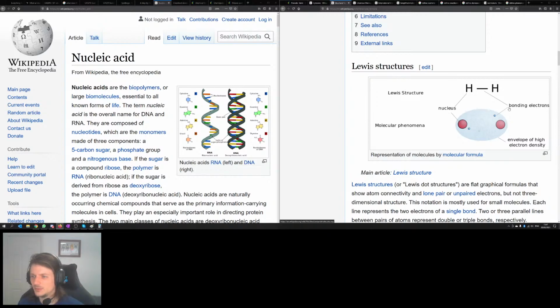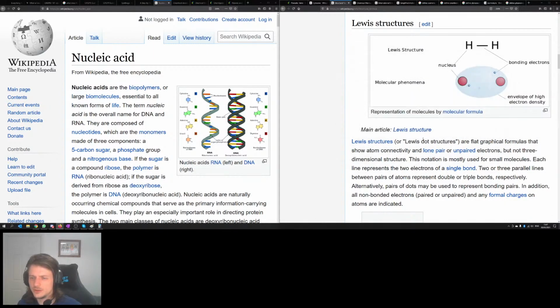Nucleus. Okay, bonding electrons. Bonding electrons and the nucleus. Okay. Envelope of high electron density. Oh, you can see all the little electrons here. Kind of subtly faded in there. And then you've got this bonding electron. Okay. Electrons and protons, so this would be a negative. Electron is negative, yeah.